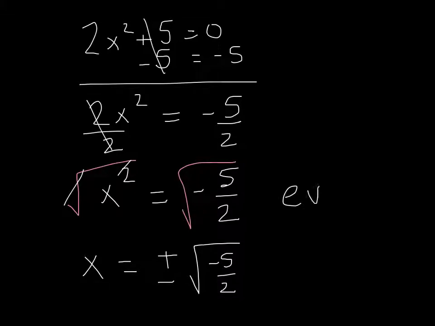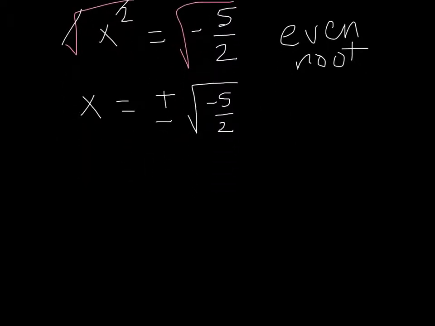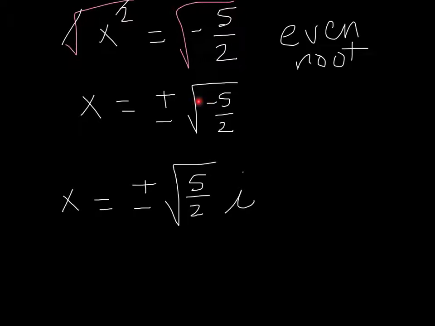Now, the even root property applies because I took an even root of both sides. And on the right-hand side, we're not simplified because there's still a negative under the radical, and there's still a square root of 2 on the bottom. So what we'll do is we'll first pull out the negative as an imaginary number, so that's an i. That's because of this negative right here. Now I still need to rationalize this denominator because I'm not allowed to leave a radical in the denominator.